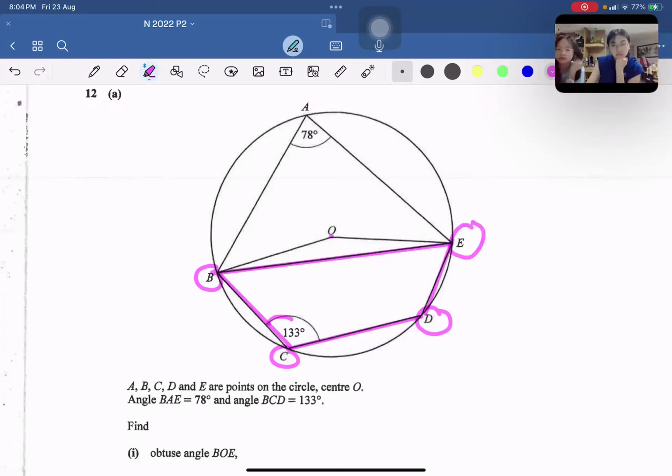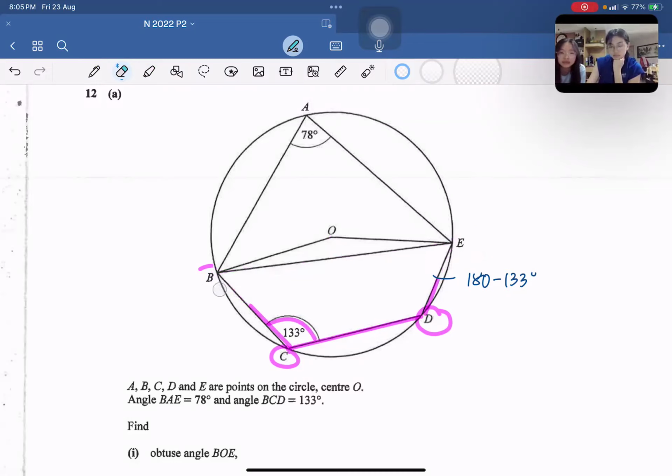So if this angle is 133, this tells me that the angle over here will be angles in the opposite segment. This one will be 180 minus 133. This is how I usually start: I will start with trying to identify certain patterns that can be used. So this is the first property that I see.